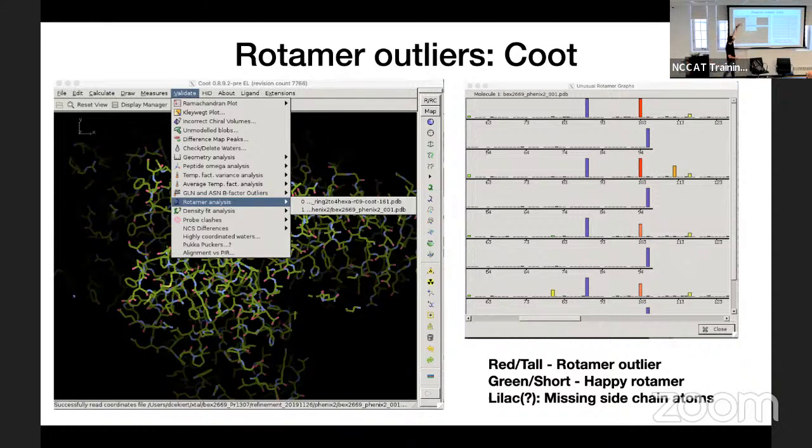I like the unmodeled blobs. Geometry analysis and rotamer analysis will both give you plots that look like this, where each line is a chain, and these bars indicate areas where there are problems. So just very visually, you can quickly assess where the outliers are in your protein molecule, and you just click on the bar, and Qt will take you to that residue, and you can try to figure out what might be going wrong. So I think I might just wrap up there.